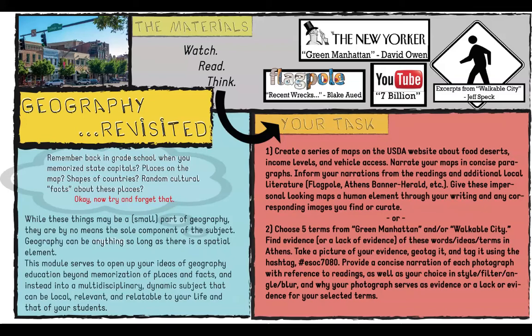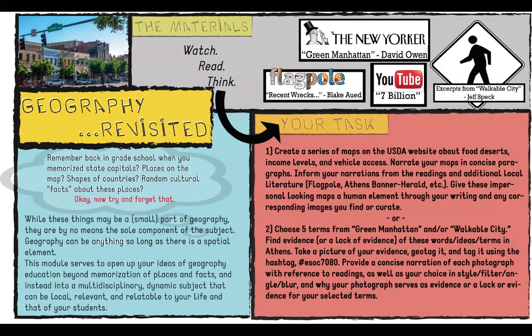So once you've created your maps, I want you to talk about why this is important to Athens, what these numbers mean. If something's a certain color, what does that mean for those people that live there? You'll be able to figure that out using the data, but please go outside of that as well and look at local literature to help inform your discussion.